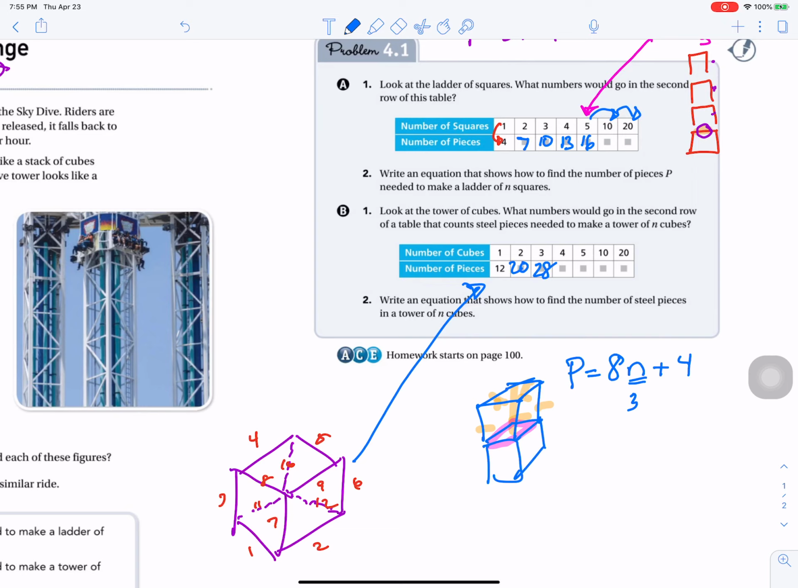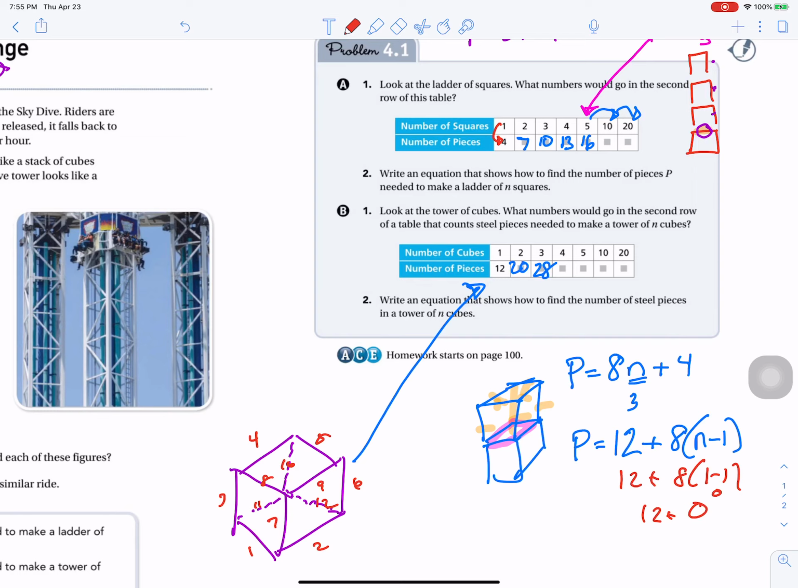Now, you could also think about it as what we did in the first one, letter A. We could say, okay, well, the first cube has 12. Plus, we're going to add 8 for every other cube, which in the first case, for the first cube, we're not adding a cube, really. It's the first cube. So if we were to solve for the first cube, we'd say 12 plus 8 times 1 minus 1. Well, this is all 0, so that's 12 plus 0, which is 12.